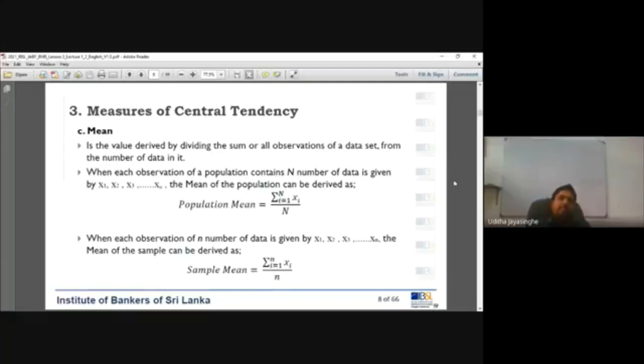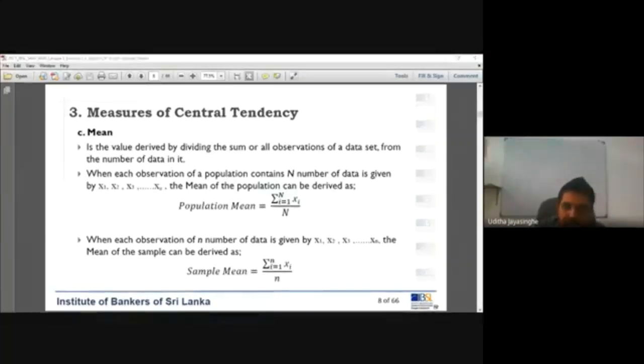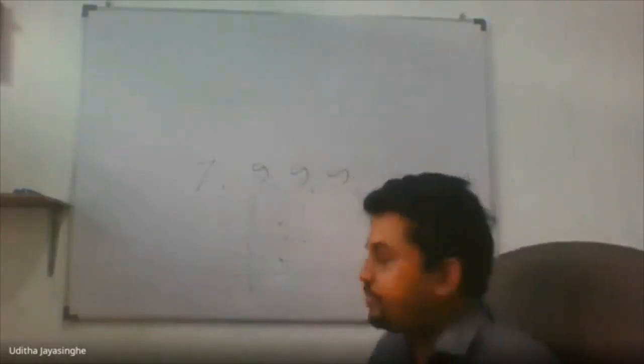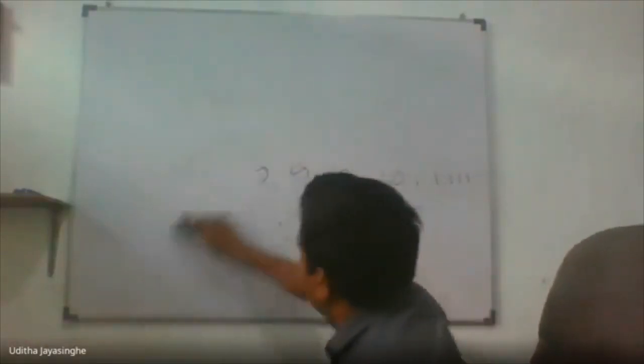Back to the second bullet point. When each observation of a population contains capital N number of data denoted by x1, x2, x3 and up to x capital N, the mean of the population can be derived by this equation. I want to again spend a couple of minutes, since this is the first time you will be introduced to this sign. What is that sign? We call that sign sigma.